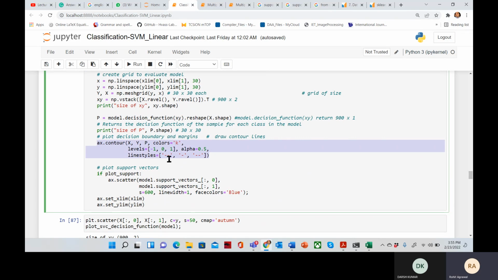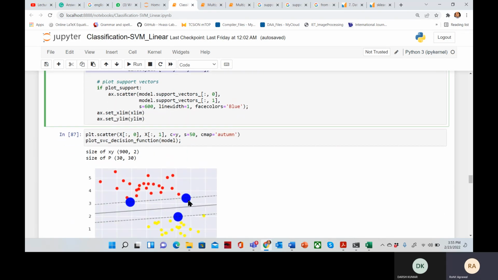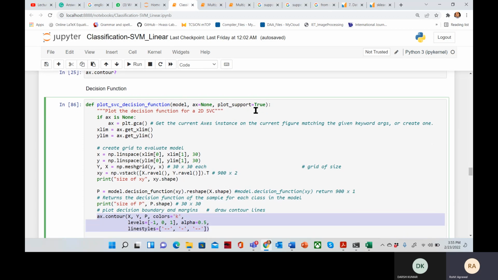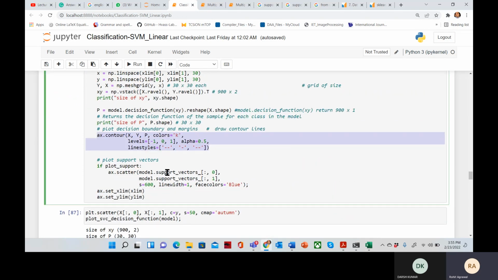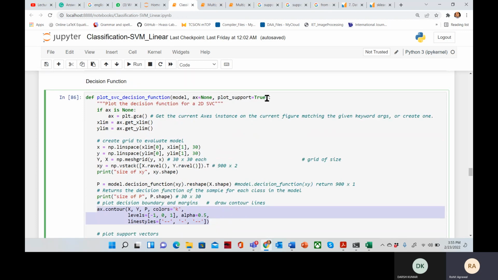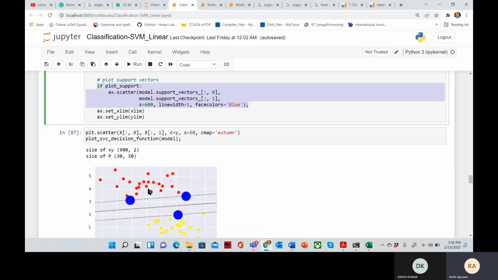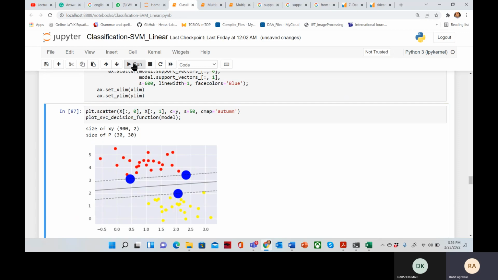Now what are we doing? We are plotting these support vectors, these three support vectors. If plot_support is true, which it is by default, then you need not pass anything to plot the support vectors. If you do not want to plot the support vectors, you can pass false here. So if false comes here, then these support vectors will not be plotted. Now I am running this, and see here.